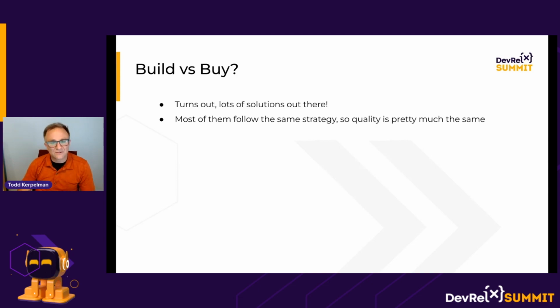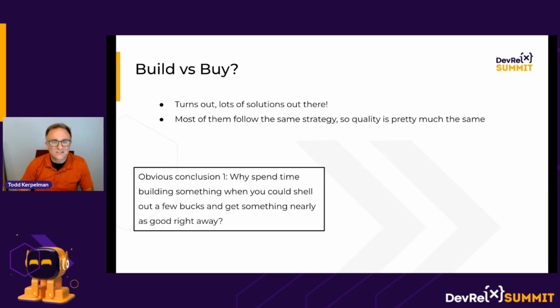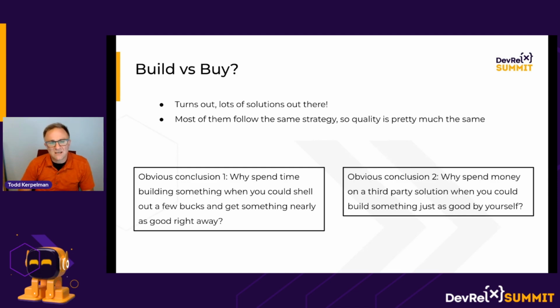Which leads to, I think half our team came to a very obvious conclusion, which is, well, why should we spend our time building something when we could shell out a few bucks and get something nearly as good right away? And then the other half of our team came to a very obvious conclusion, which is, why should we spend money on a third-party solution when you could build something just as good all by yourself?